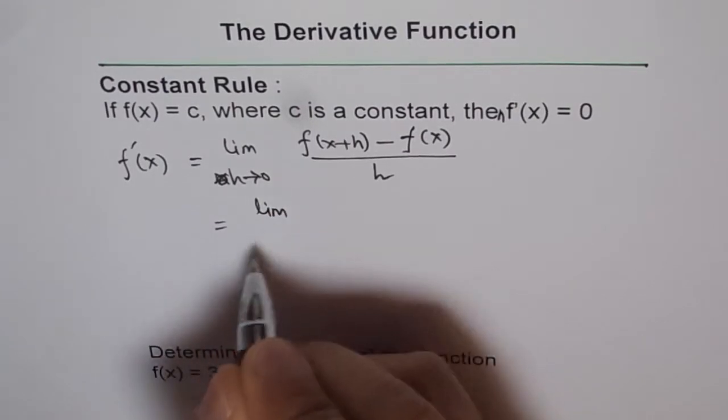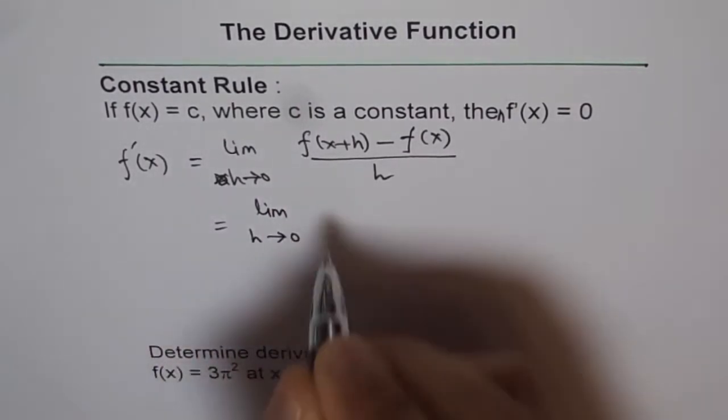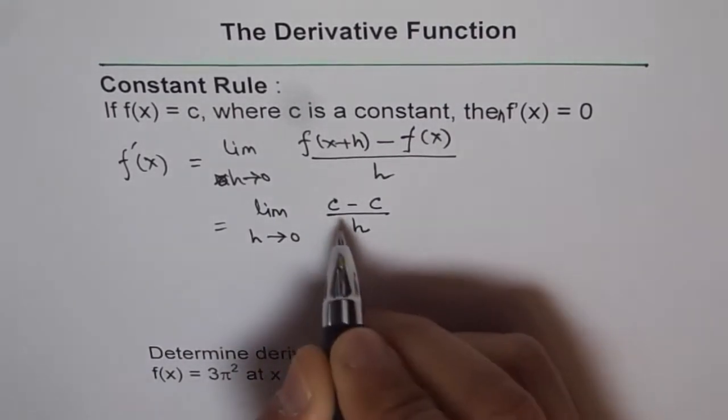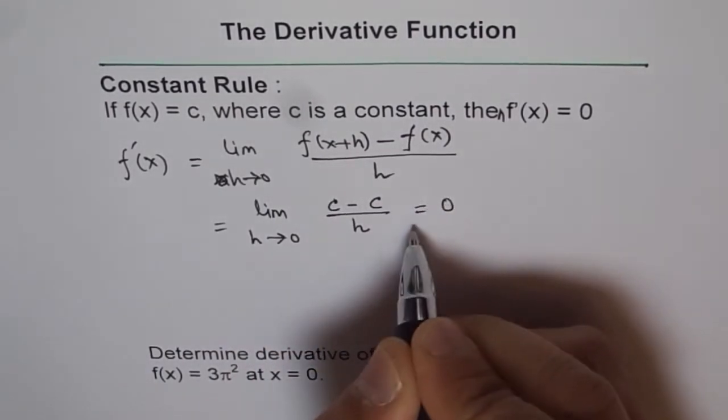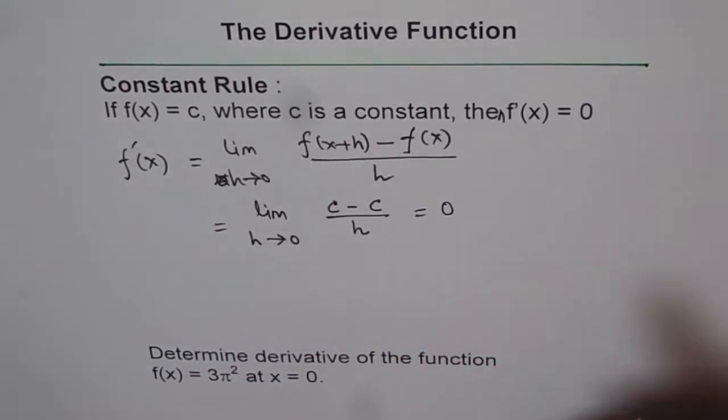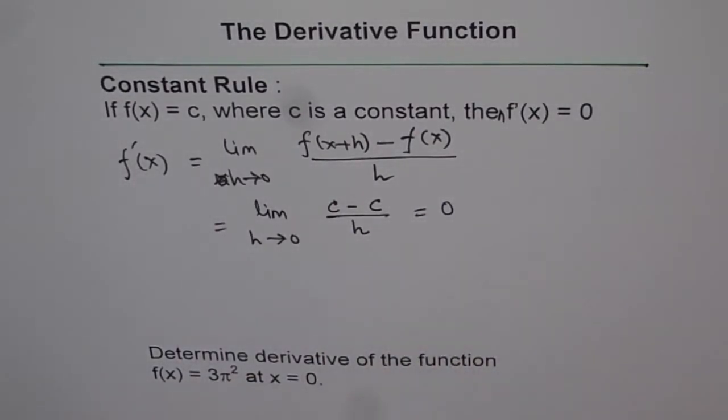You get limit h approaches 0 of c minus c over h. Now c minus c is 0, right? So therefore f dash of x is 0 for any point. Well, it's interesting, but let's have a look.